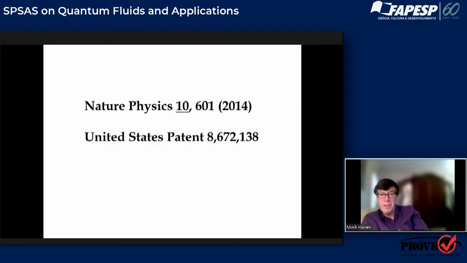This was published in Nature Physics in 2014 and issued a patent in about a year, a very fast U.S. patent. It was actually interesting. One of the referees gave us a hard time because he didn't believe that it would be scalable. We argued that it would be, and now we've proven it. But at the time, of course, it was a demonstration experiment because we were only doing very small quantities. Nevertheless, it showed that it did work.